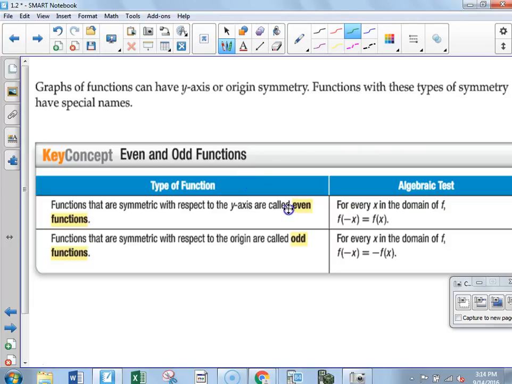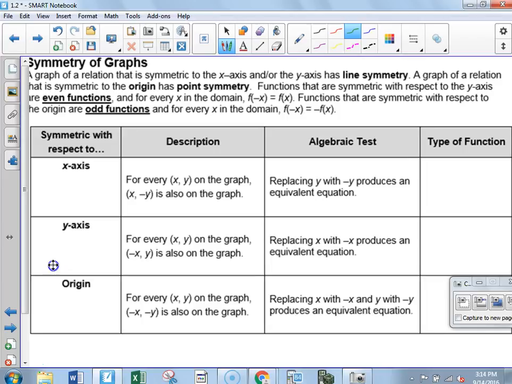So the ones where we had symmetry with the y-axis have a special name. They're called even functions. The ones that are symmetric to the origin have a special name. They're called odd functions. Why isn't there a special name for x-axis symmetry? It's not even a function. You guys are geniuses. All right. So you have this in your notes. Let's go through these one more time.